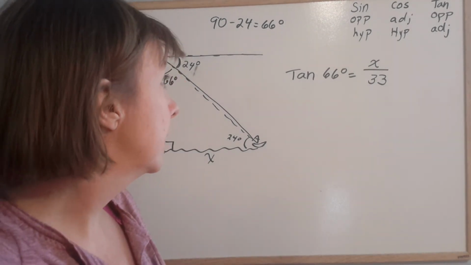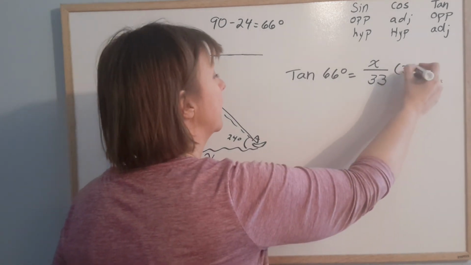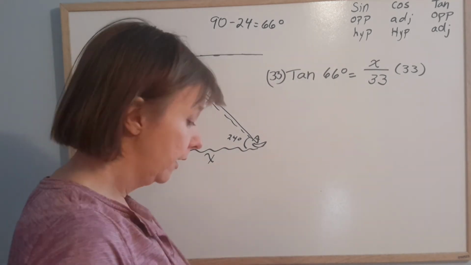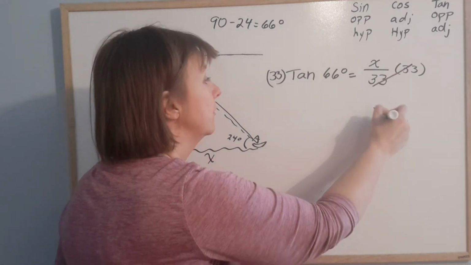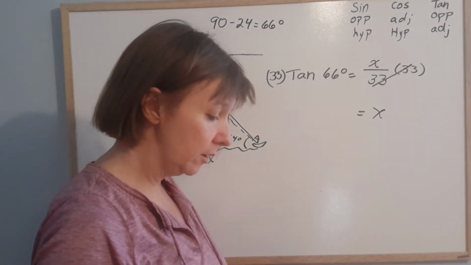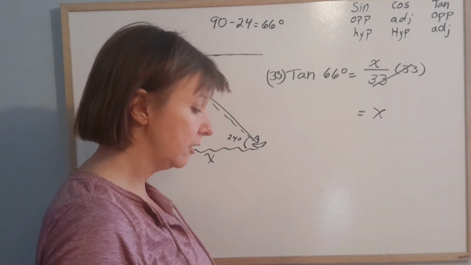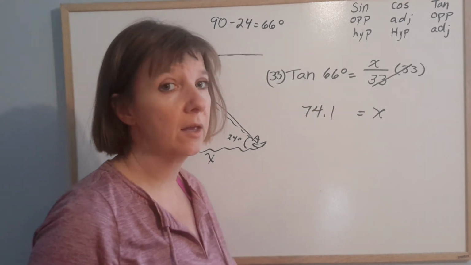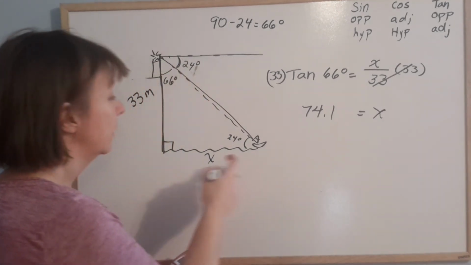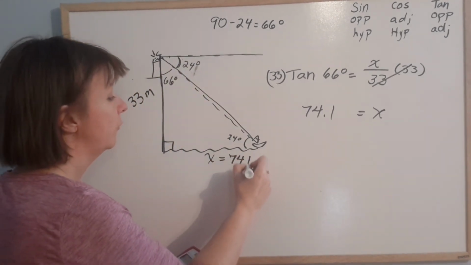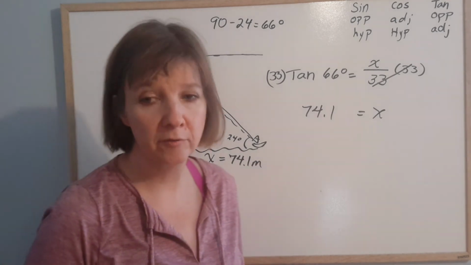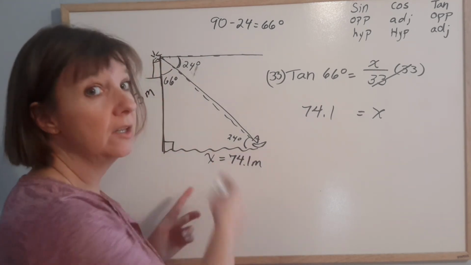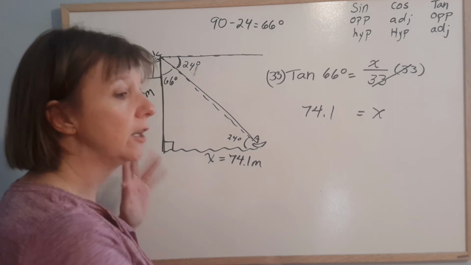Then I go to my calculator. I'm going to multiply this side by 33, and these will cancel. So I'll have 33 times tan of 66, and that's going to give me 74.1. But again, this is a side, so we're going to round it to the nearest tenth. 74.1 meters. So the boat is 74.1 meters away from the base of the cliff. So hopefully he's seen the lighthouse and knows there's a cliff and isn't going to run into it and sink.